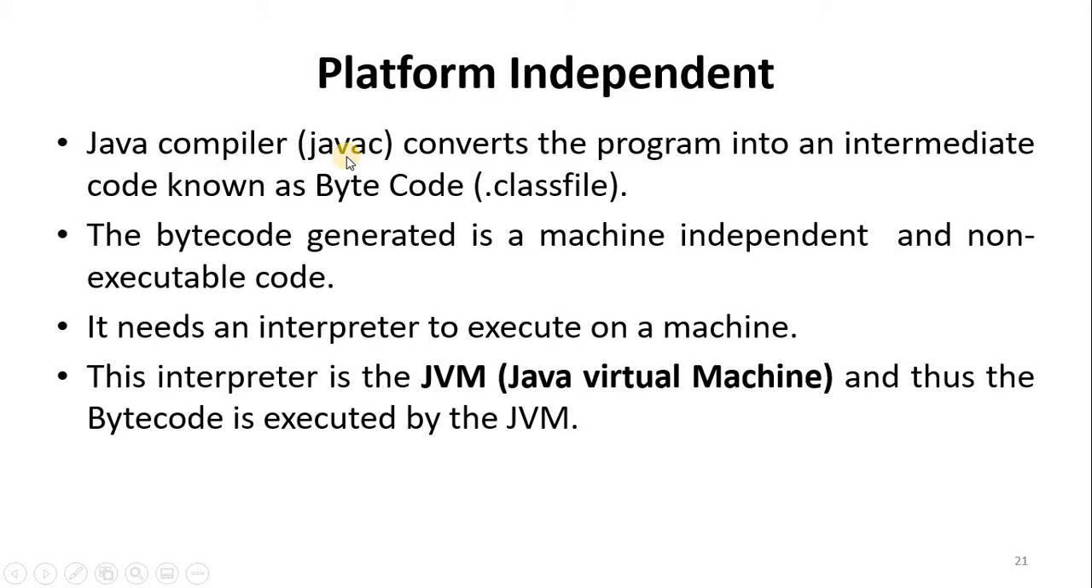Javac is the tool we call the Java compiler, that converts your program into intermediate code called bytecode. That bytecode is stored in the form of .class files. Once you create your Java file, it has the extension .java. After we compile this code, a .class file will be generated, based on the class name. So bytecode is machine independent and non-executable code.